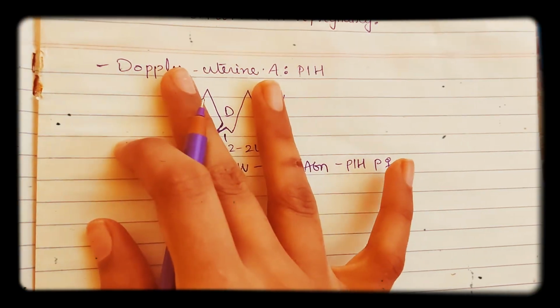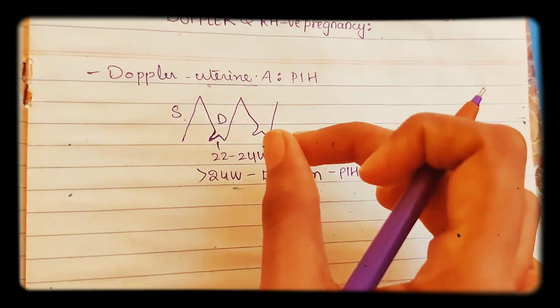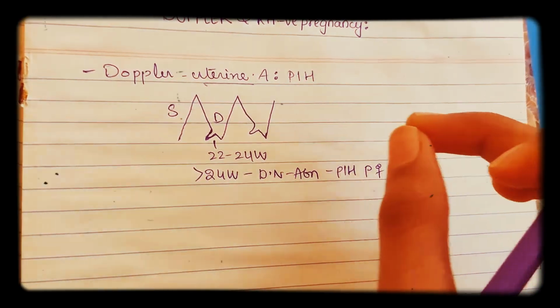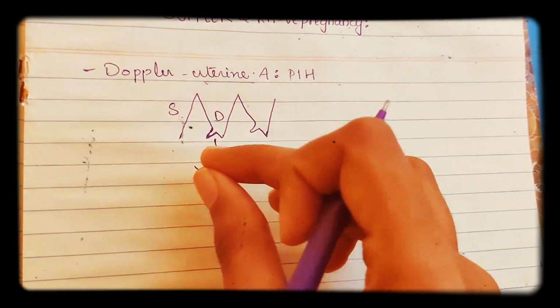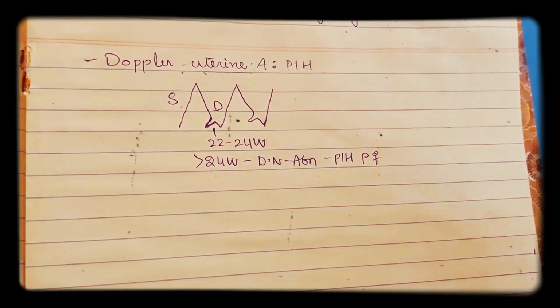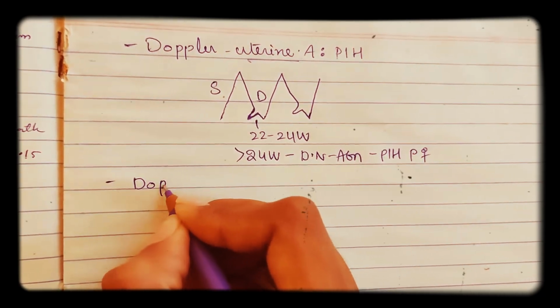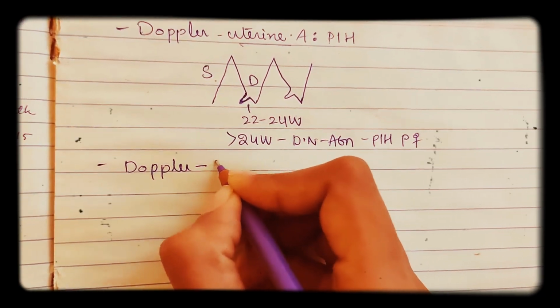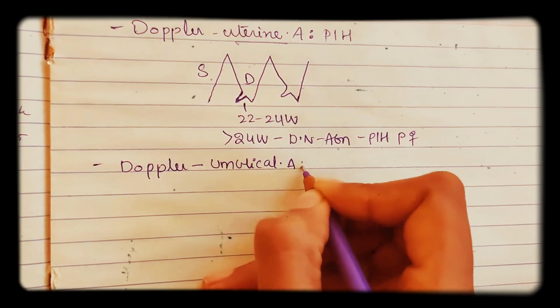So uterine artery Doppler is mainly used to predict PIH. This diastolic notch is common till 22 to 24 weeks, but if it is present later than 24 weeks, this is an abnormal case which indicates that there is a chance of PIH in this female. So done with it. Now let us discuss Doppler in umbilical artery. We are done with uterine artery, now with umbilical artery.